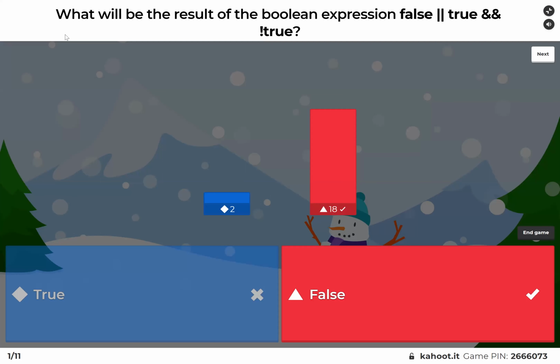Why is this false? The order of operations is not, and, or. That is correct. So false or true and not true gives us false or true and false. And happens first, giving us true and false, which is false. And we have false or false, which is false. Well done. So we get false from this operation.